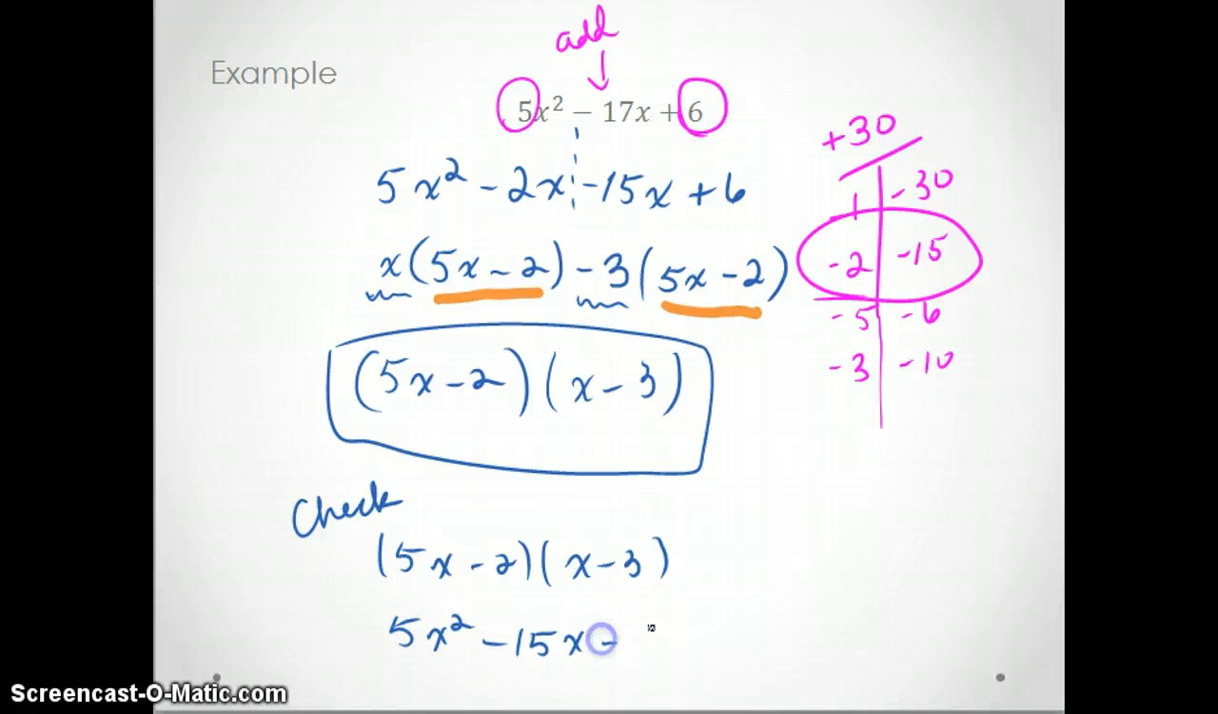Negative 2 times x is negative 2x. And negative 2 times negative 3 is positive 6. So that in fact equals 5x squared minus 17x plus 6. So we ended up with what we started with. Okay, so our check verified that this is in fact the solution. And we factored.